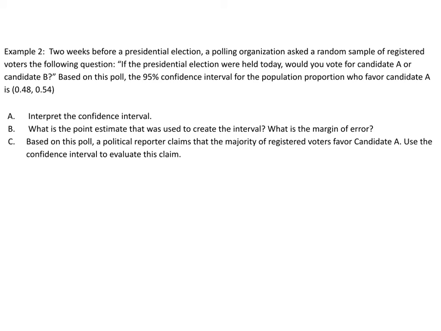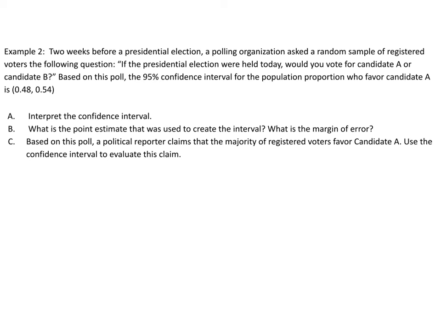Margins of error are definitely used all the time in any polling, especially in an election year when they talk about who's ahead in an election. They always cite a margin of error. All right, so 2 weeks before a presidential election, a polling organization asked a random sample of registered voters the following question. If the presidential election were held today, would you vote for candidate A or candidate B? Based on this poll, the 95% confidence interval for the population proportion who favor candidate A is 0.48 to 0.54.